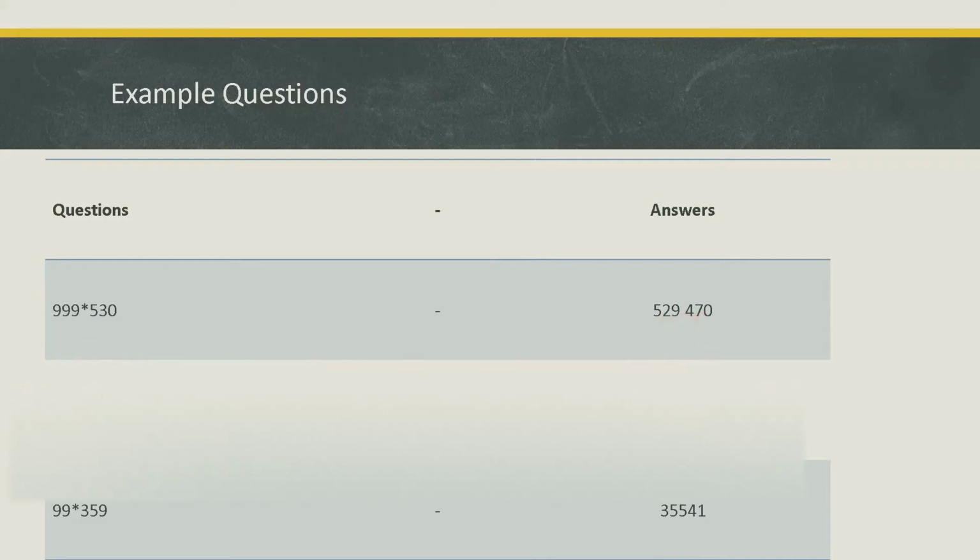So this is how we do 999 into 2038. First is 2037 and 962.